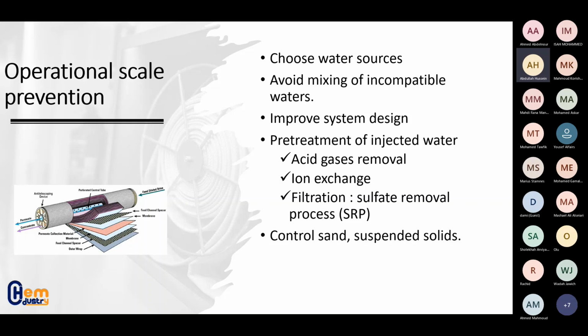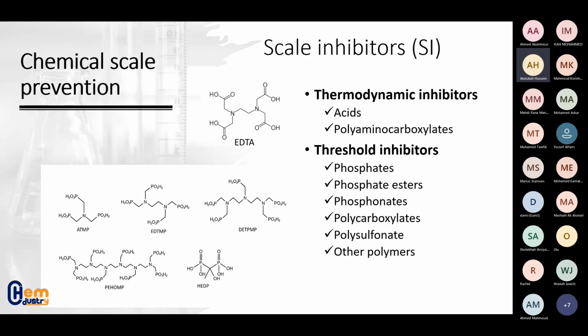Also, you can prevent scale by taking care of the suspended solids in the sand and fines production. The next treatment is the chemical prevention. And for this one we use what are called scale inhibitors. So we have thermodynamic ones like the acids and the polyaminocarboxylate. These ones are added at stoichiometric rates. And then we have the threshold inhibitors. These ones are added in very small concentrations and they do their magic.